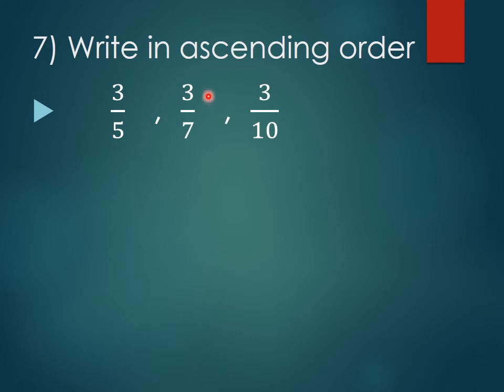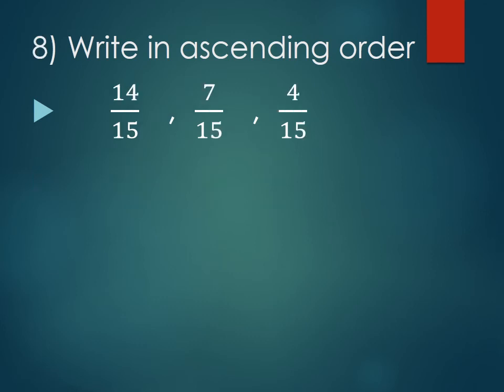The next one, 3 over 7. Largest one, 3 over 5. This is the smallest one. Next one is this. Largest one is this. Write in ascending order. All denominators are equal, numerators are different. Now it is easy to compare. This is the largest one.